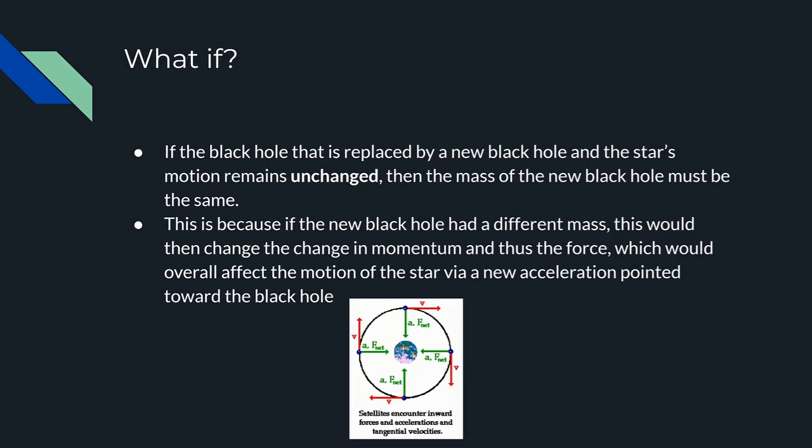So what if the original black hole was replaced by a new black hole and the star's motion remained unchanged? Well, this would mean that the new black hole would have the same mass as the original black hole. This is because if the new black hole did have a different mass than the original, then this would affect the net force that the star feels, which would then affect its acceleration and overall affect the motion of the star as it orbited the black hole.